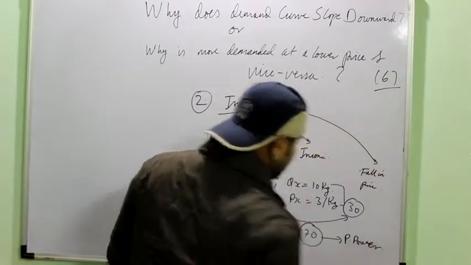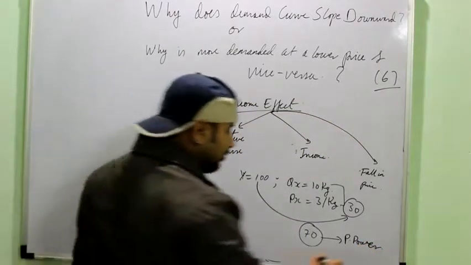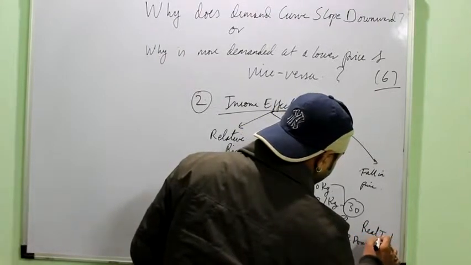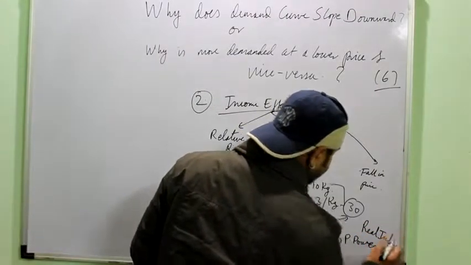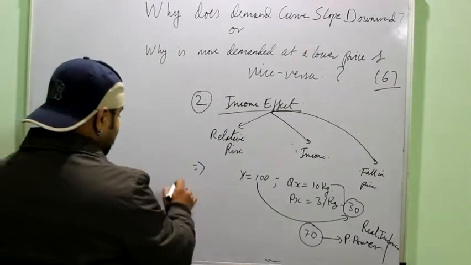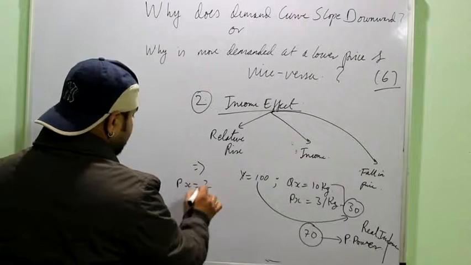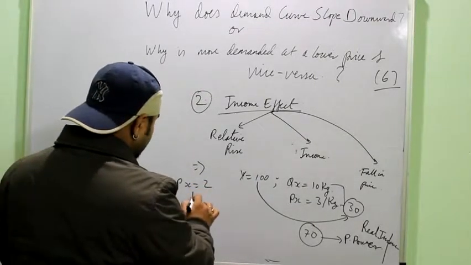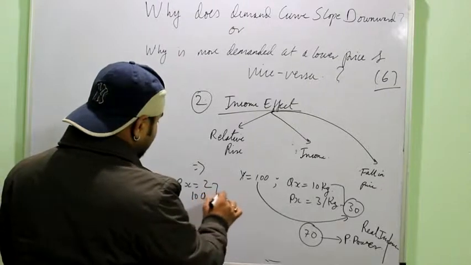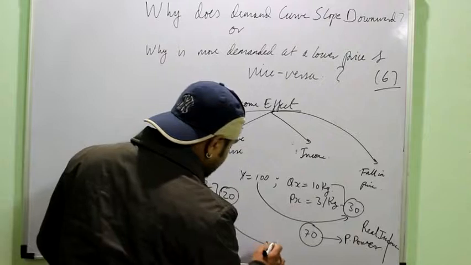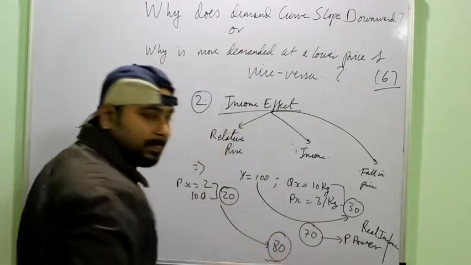Purchasing power or purchasing capacity is also known as the real income. Now see, if the price of this commodity falls, say the price comes to rupees 2 per kg, then what will happen? In order to buy 10 units of the commodity, the consumer will need to spend 20 rupees. So his real income is now 80.